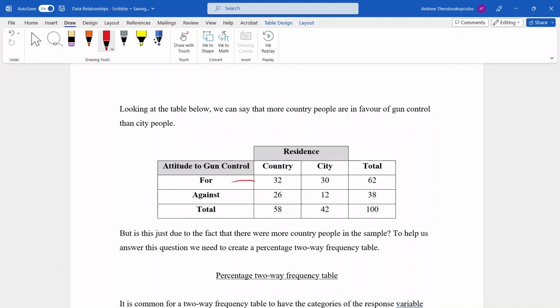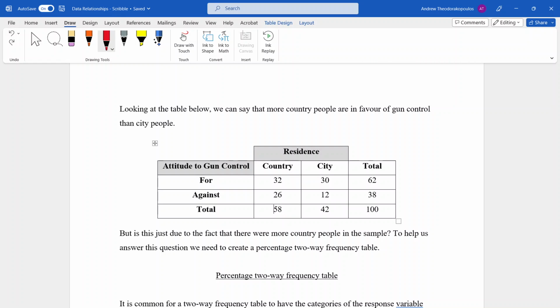For gun control, slightly more people are in the country than in the city. But this is just due to the fact that there are more people living in the country than living in the city. So if you look here, we've got 58 people who live in the country and 42 people who live in the city. So the only reason why we've got more people in the country who are for gun control is because there's more of them to begin with. So really, it doesn't tell us anything.